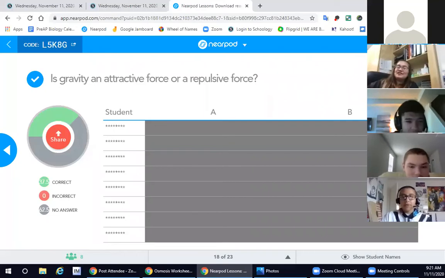All right, so is gravity an attractive force or a repulsive force?